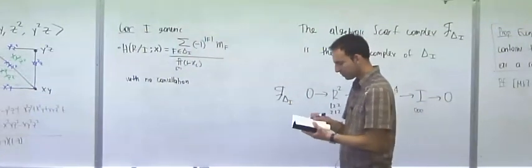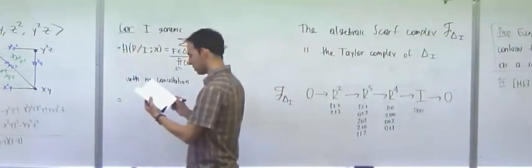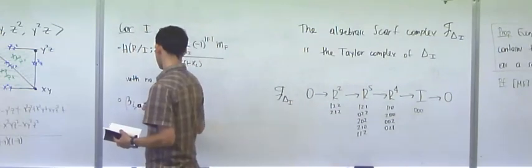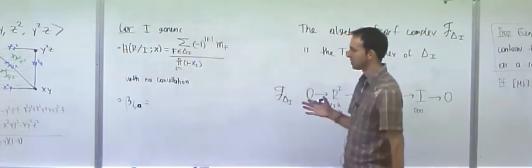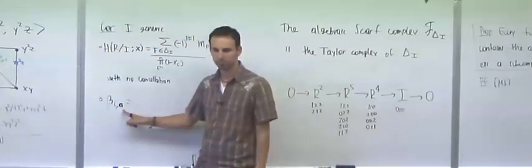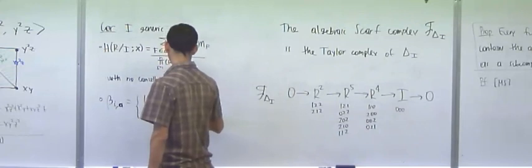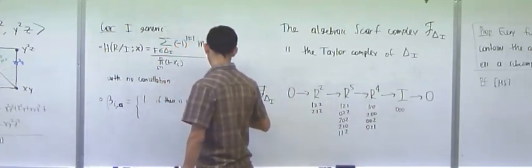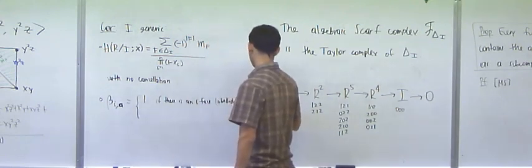Okay? And if you want to know the Betti numbers, well, basically you just have to see whether there's an i-dimensional face with this name. 1, if there is an i-dimensional face labeled x to the a, and 0 otherwise.